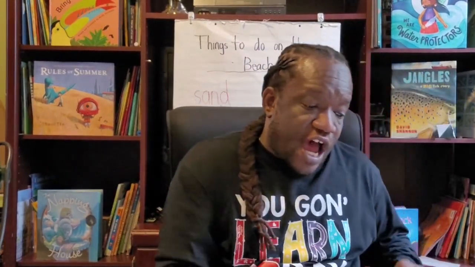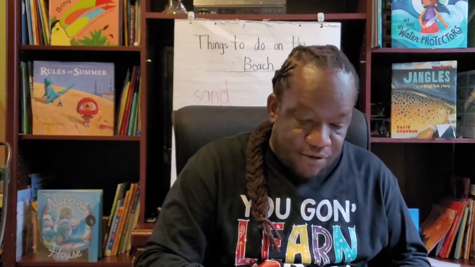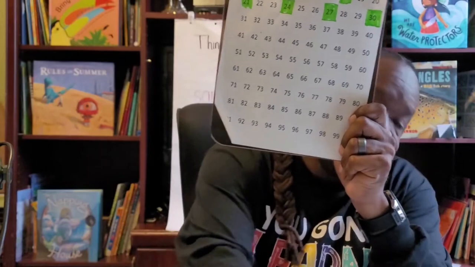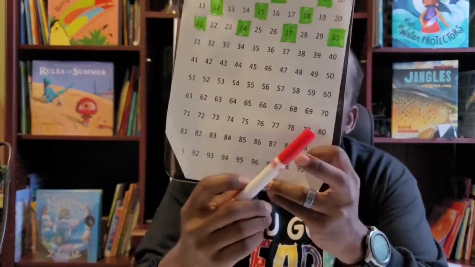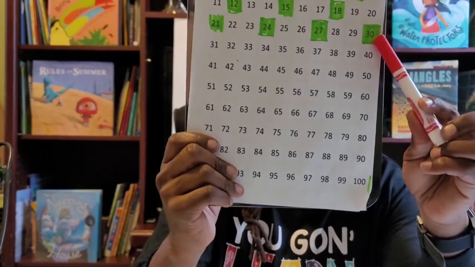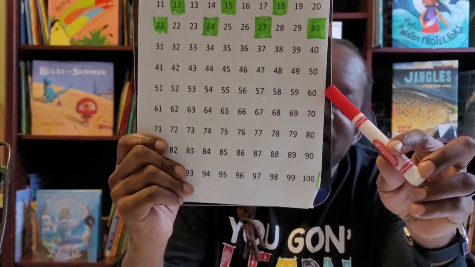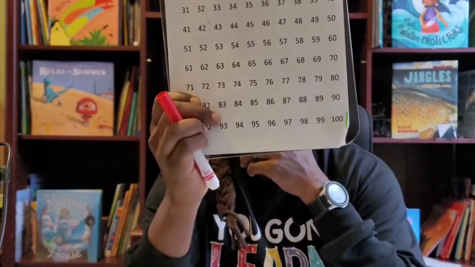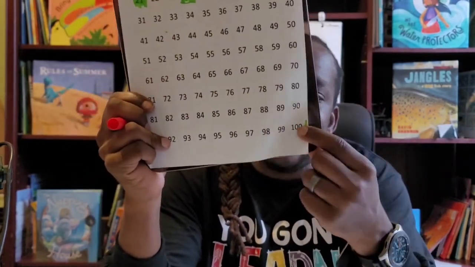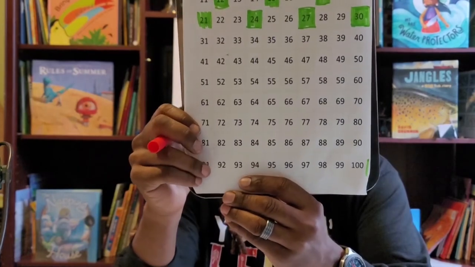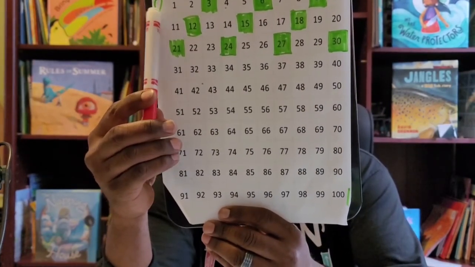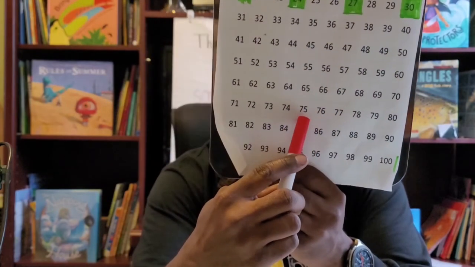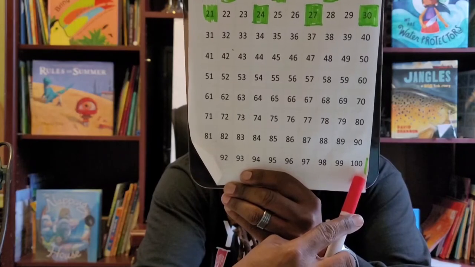Boys and girls, let's do some counting. We are going to count from 0 to 100 by 10. Let's go. 0, 10, 20, 30, 40, 50, 60, 70, 80, 90, 100. Now we're going to count from 0 to 100 by 25. 0, 25. Right there, right? 25, 50, 75, 100.